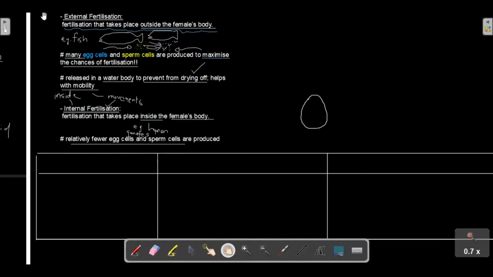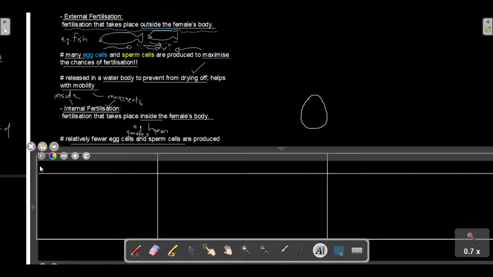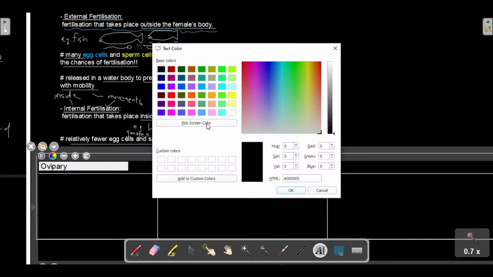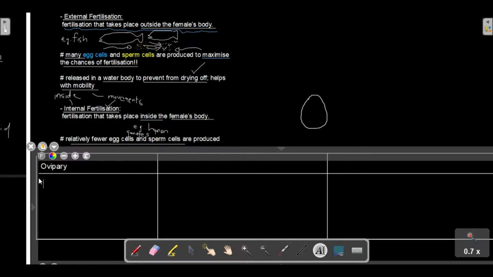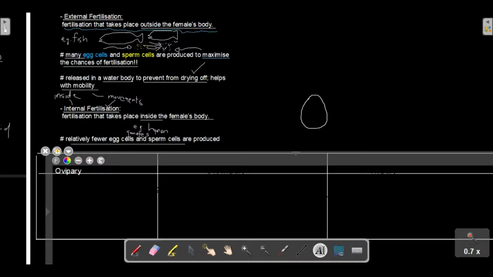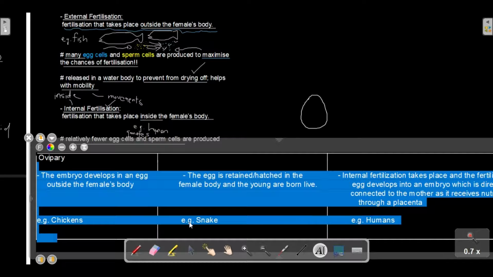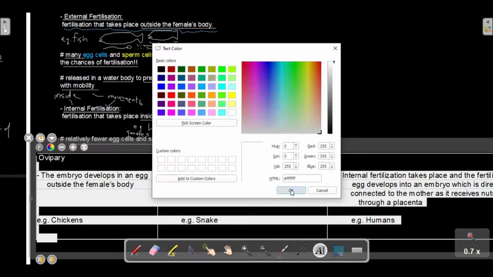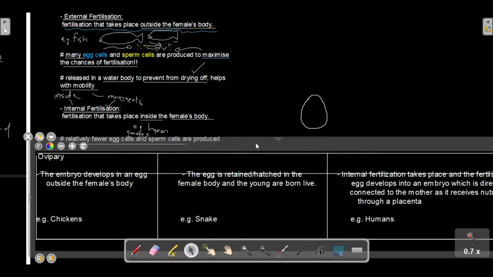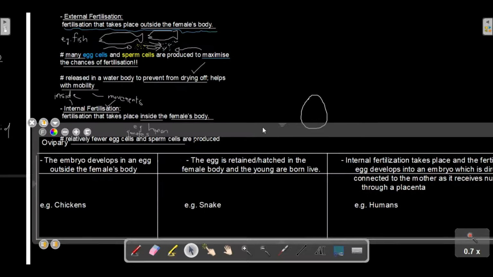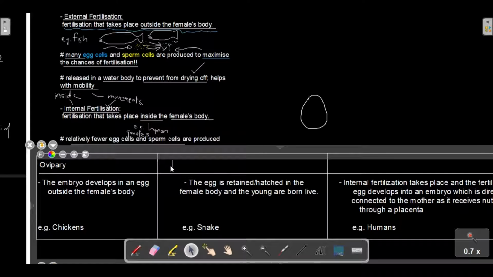The take home point here is that you should be able to differentiate between external and internal fertilization, and know what strategies these use in order to maximize the chances of fertilization. So we move on from there into the different types of reproductive strategies.